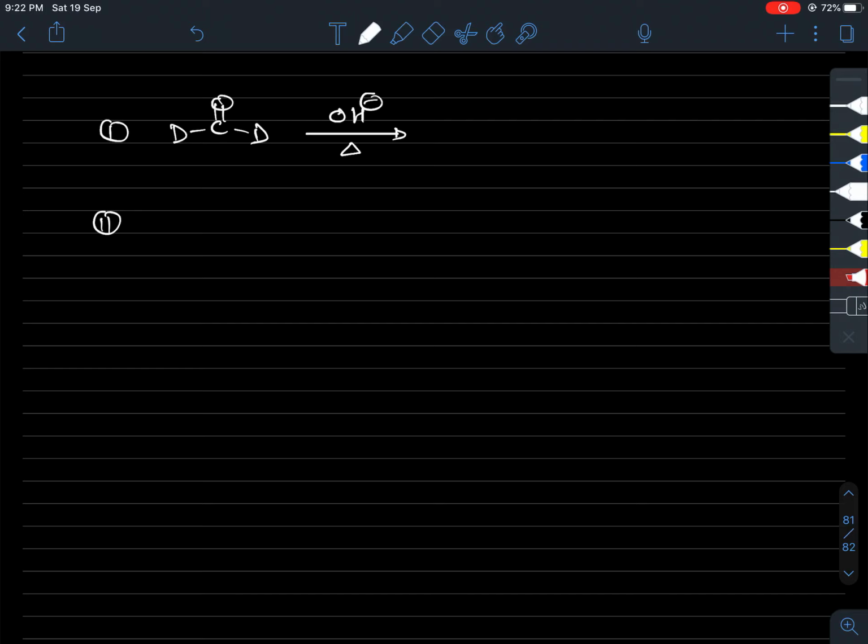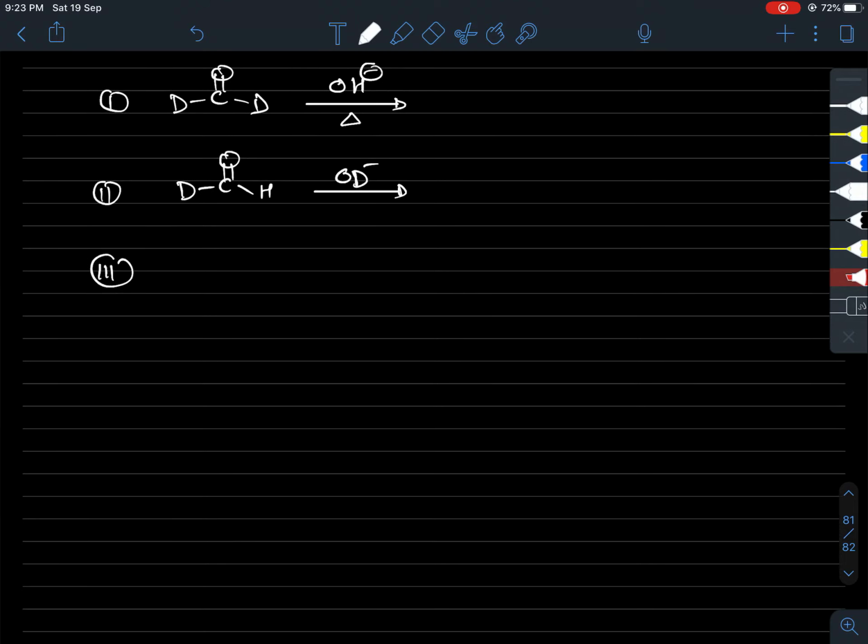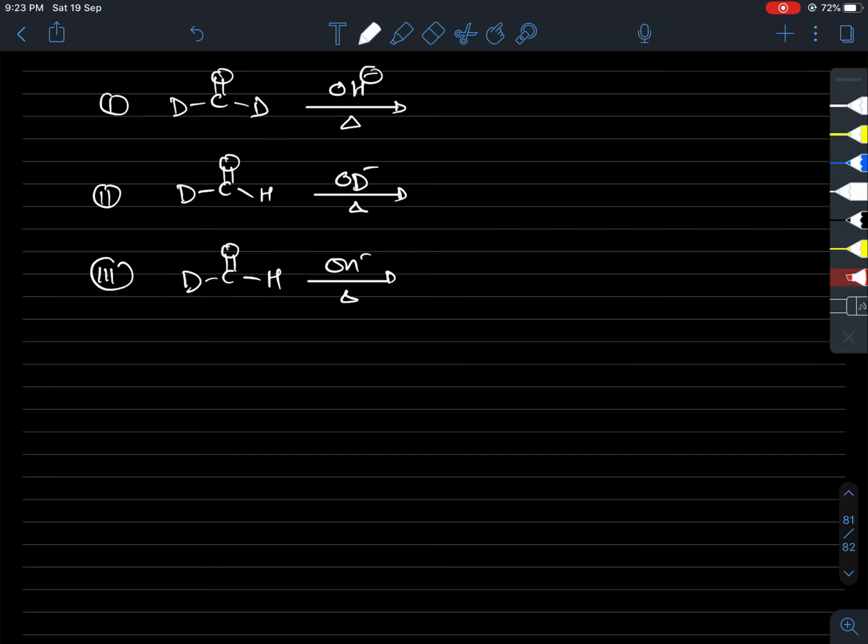Likewise, in the second case, suppose I am taking the same thing, D-C double bond O, and let us change a little bit: OH, and then again suppose I am treating this time with OD minus, right? I am just changing the isotope. In the third case, let us consider the same molecule. I am taking D-C double bond O-H, and here I am treating with OH minus, in heat, concentrated. So what will be the product in each case? You may stop the video right here and try by yourself, and thereafter once you are done you can continue.